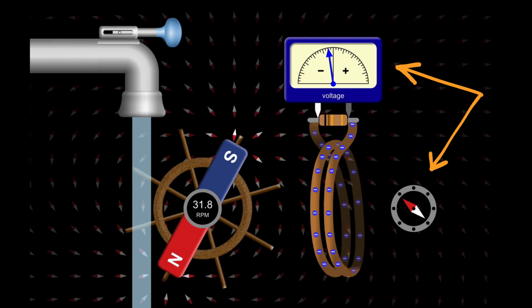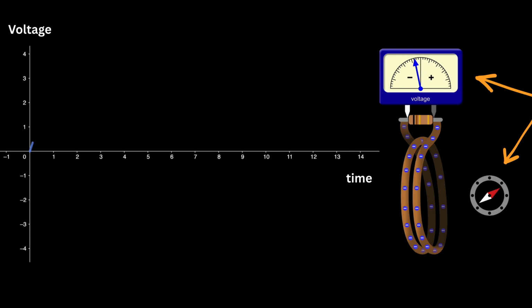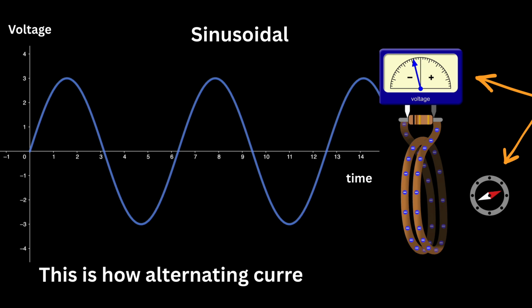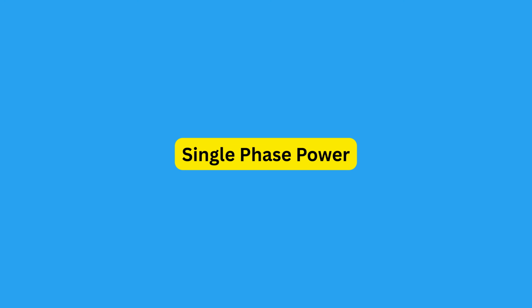If we observe how the induced voltage changes with time, we see that it smoothly increases from 0 to a maximum value, then smoothly decreases back to 0, then rises again in the opposite direction, reaches a maximum, and finally returns to 0. This smooth and continuous rise and fall of voltage forms a sinusoidal shape, which can be a sine wave or a cosine wave depending on the starting position. That is why alternating current supply is represented by a sinusoidal wave. With this understanding of how alternating voltage is produced, we can now move towards understanding single-phase power.